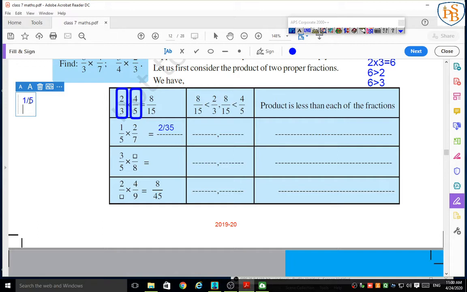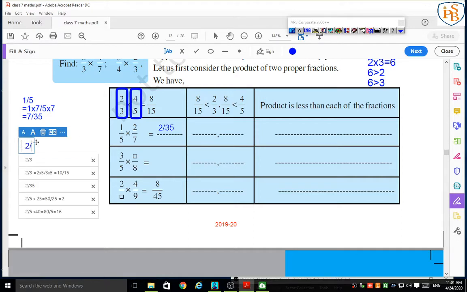The LCM of 5 and 7 is 35. So it is necessary to equalize the denominator as 35. In the next step we are going to multiply this fraction by 7, because 5 7s are 35. So 1 into 7 upon 5 into 7. So I will get the answer 7 1s are 7, 7 5s are 35. So what about the next fraction, that is 2 upon 7.